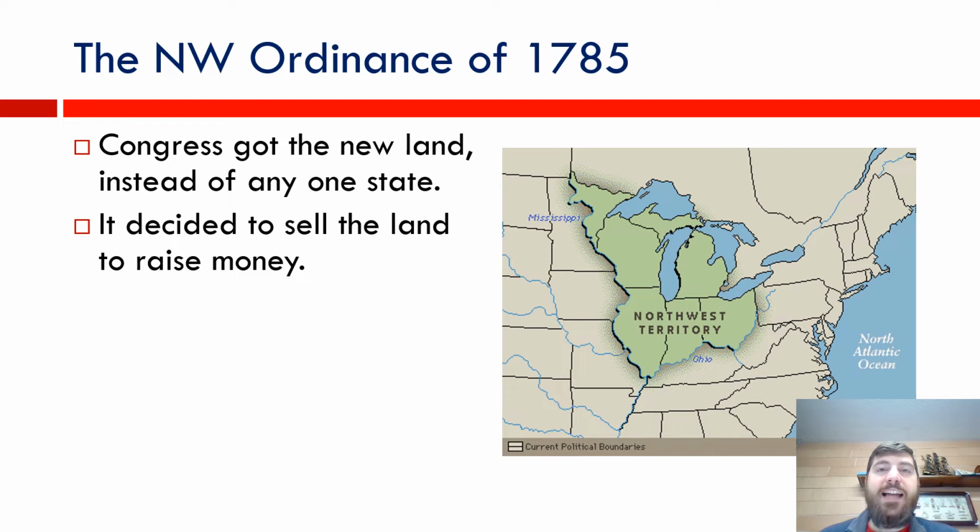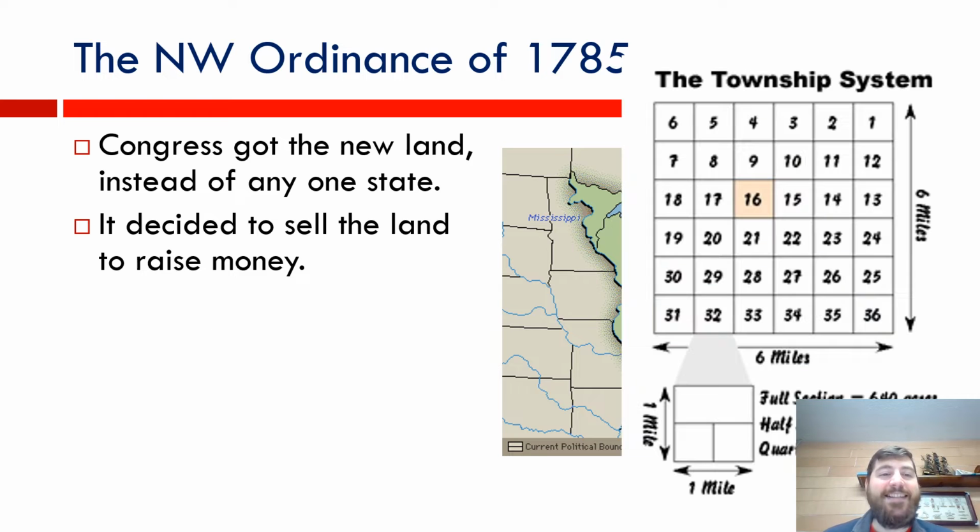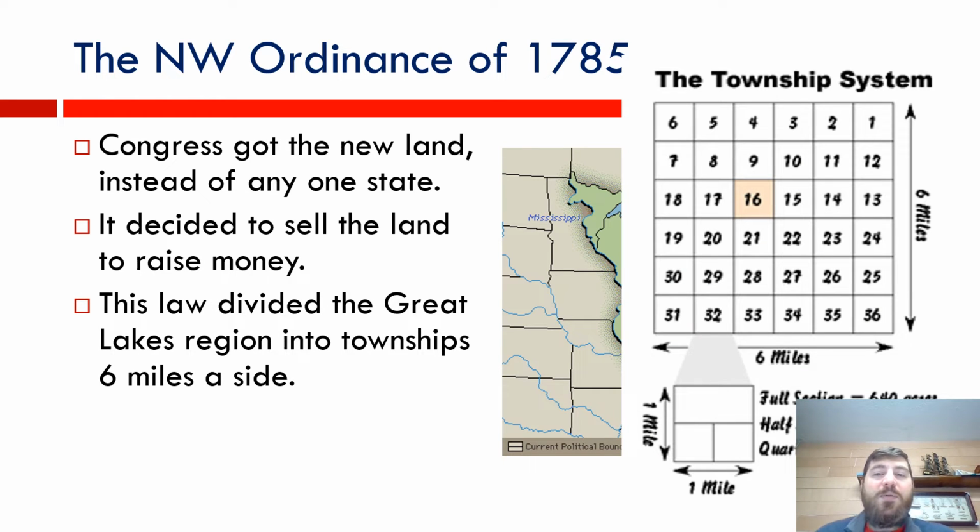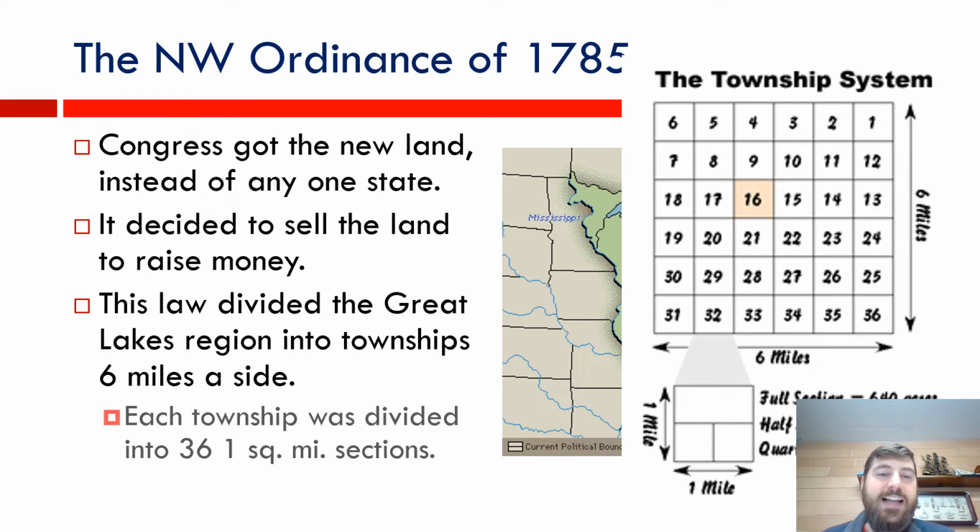The central government said, instead of taxing people and making money, why don't we just sell all this land that we have, and that's how we're going to pay for our government. That way only the people who are buying land are giving money to the government, and the rest of you don't have to pay taxes to us. That's pretty nice. And the Northwest Ordinance divided all this new territory into places they call townships that are 6-mile square pieces of land. And every township is divided into 1 square mile sections, and that makes 36 sections.